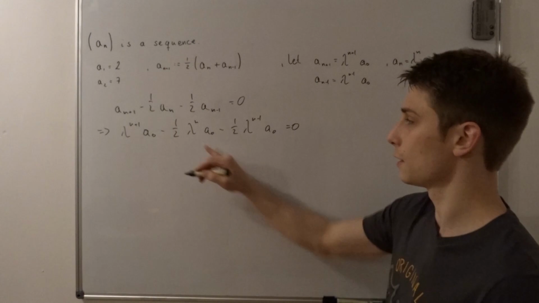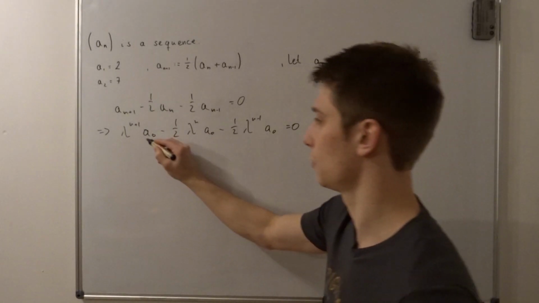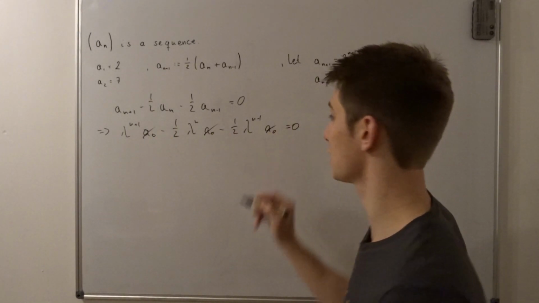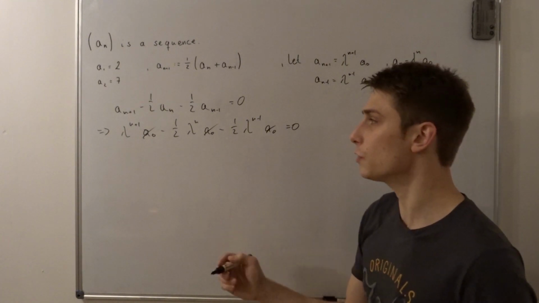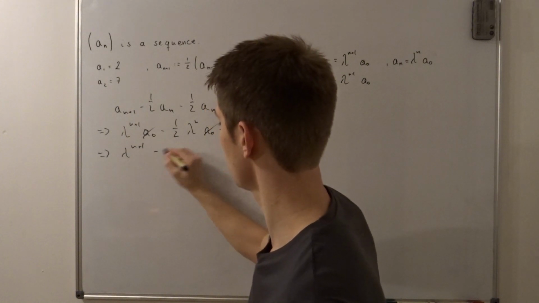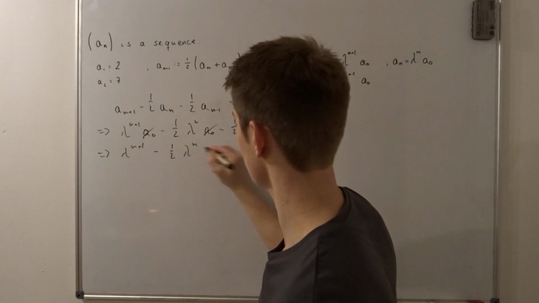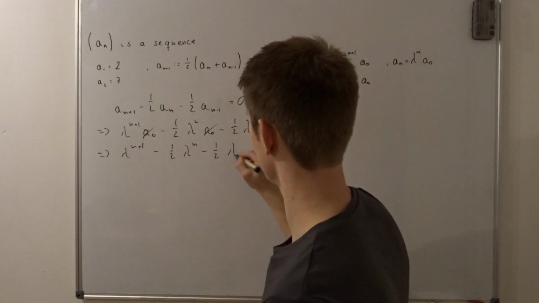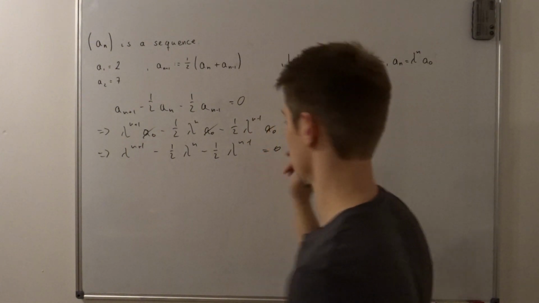And the good thing is, all of those a_0s cancel out. So this cancels out, this cancels out, and this cancels out. And what we are left with is just lambda to the (n+1)th power minus 1/2 lambda to the nth power minus 1/2 lambda to the (n-1)th power equals 0.